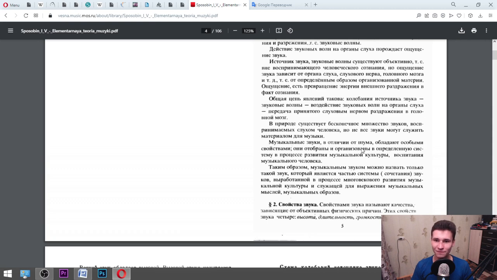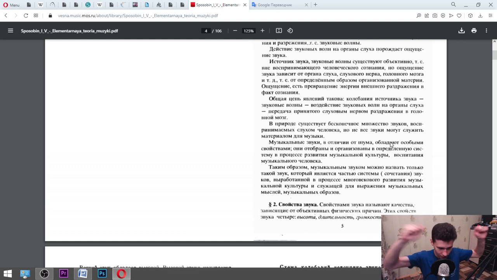Musical sounds... Let's read the narration. Музыкальные звуки, в отличие от шума, обладают особыми свойствами. Они отобраны и организованы в определенную систему в процессе развития музыкальной культуры, воспитания музыкального человека. Let's translate it. Musical sounds, в отличие от шума. В отличие от шума, it means that шум is a noise. В отличие means in opposite to the noise. Musical sounds in opposite to the noises.